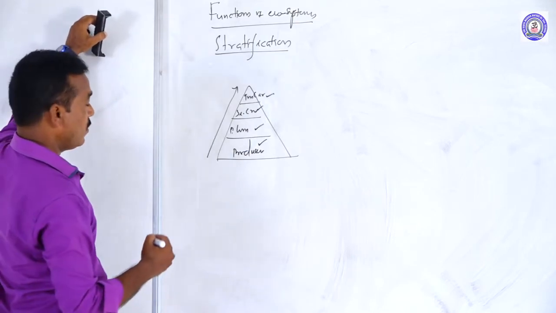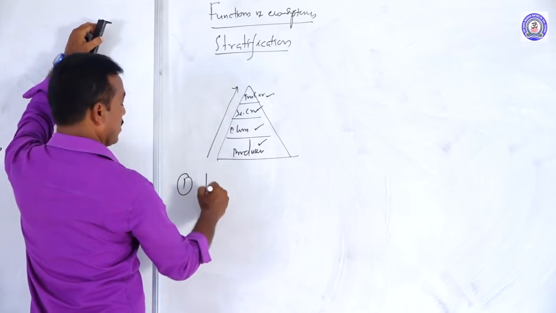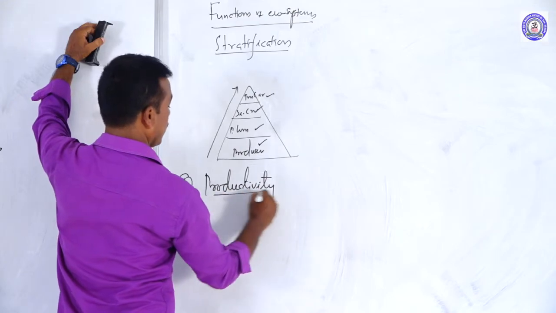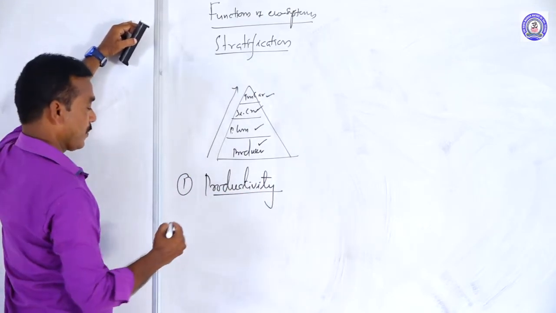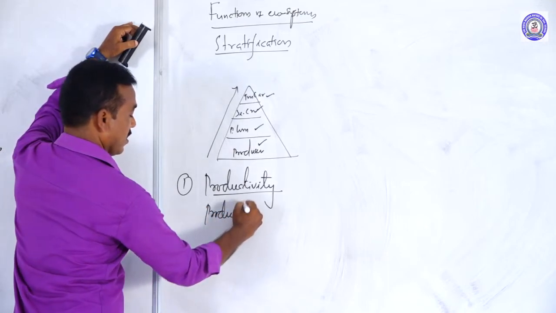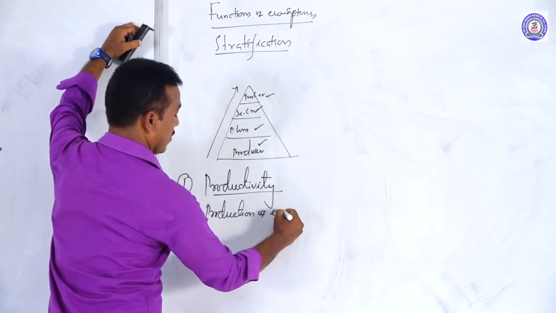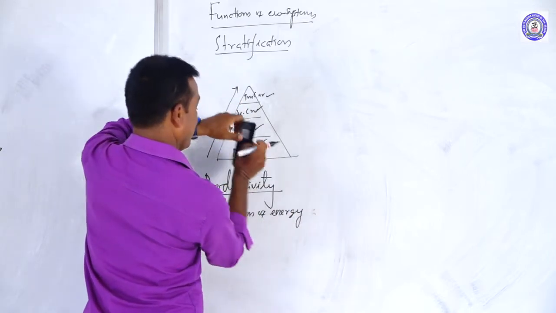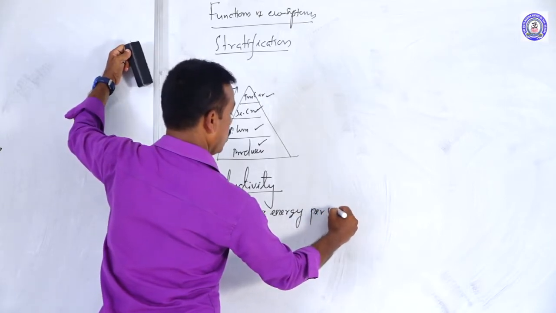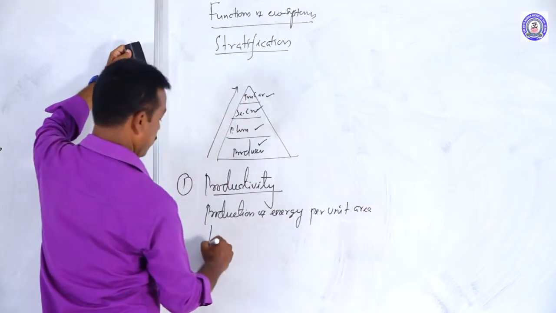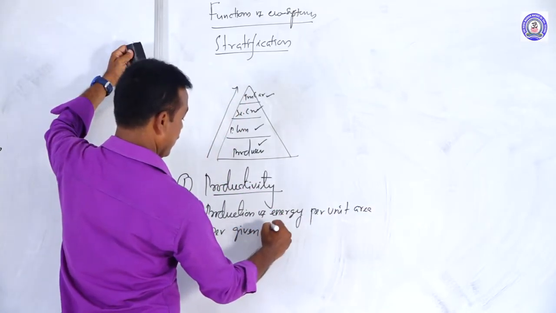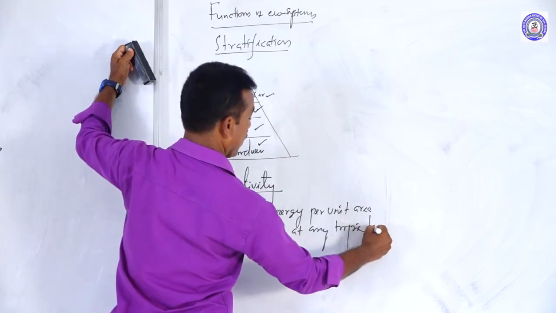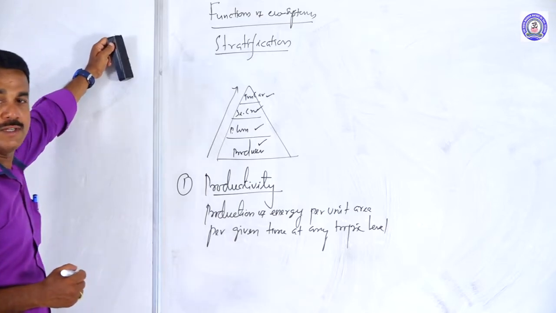For the function of ecosystem, the first one is commonly called productivity. So what is the meaning of productivity? It is nothing but production of energy per unit area for a given time at any trophic level. That is commonly called productivity.